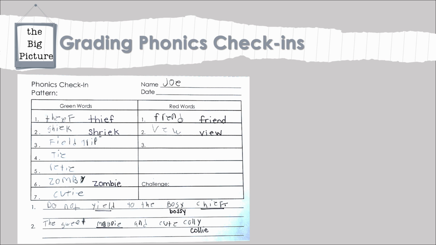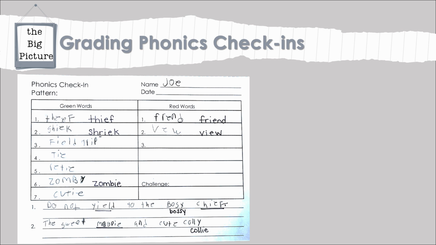Now, let's take a look at the dictation sentences. Remember, we're only scoring the first 3 green pattern words. In this case, those words are yield, chief, and magpie. All 3 are correct. He did miss collie, which is also a pattern word.